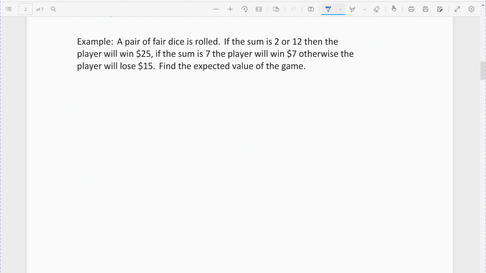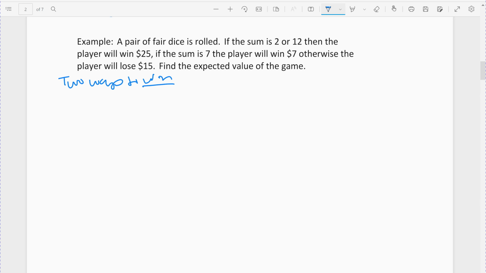All right, let's look at the next example and then we'll stop there. So we have a pair of dice that's rolled. If the sum of the dice is a 2 or 12, the player will win $25. If the sum is 7, the player will win $7. Otherwise, the player will lose. So this one actually has 2 winnings. There are 2 things they could win. All right, so we have 2 ways to win.